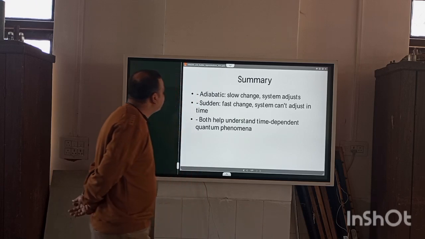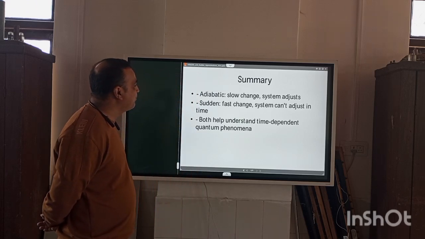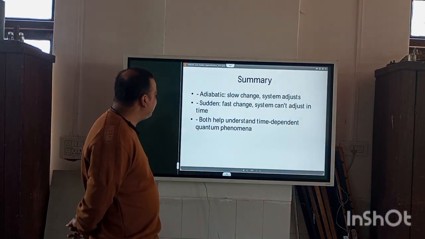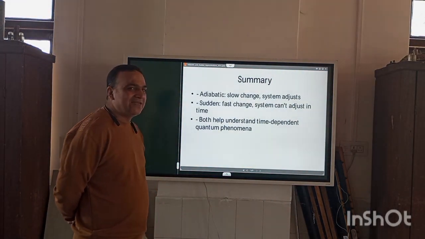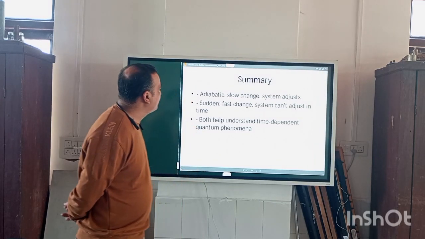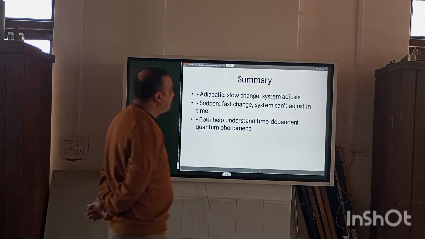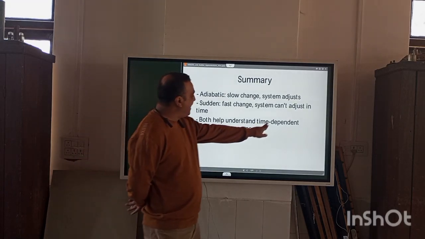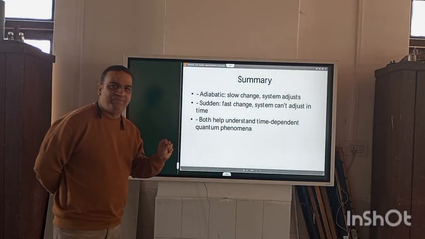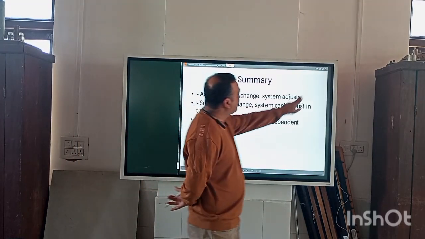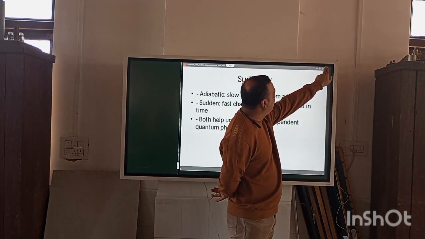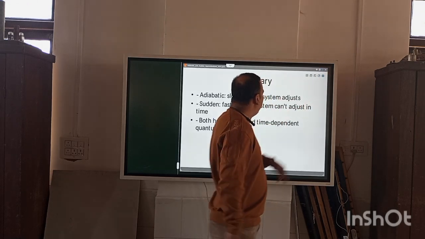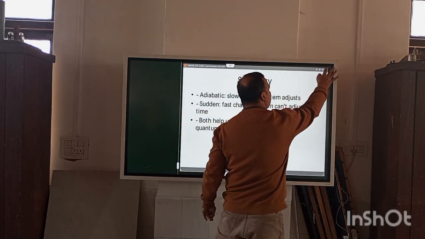So to summarize, adiabatic is a slow change. The system has enough time to adjust itself. For sudden, there is a fast change. The system cannot adjust in time. And both of these approximations help us understand the time-dependent quantum phenomena. Now let's move on with our mathematical formalism for both of these approximations.